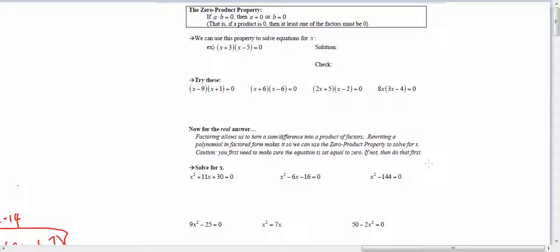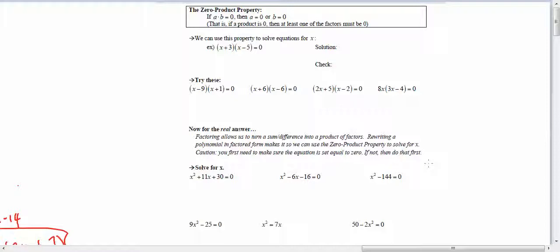So I want to show you the application of doing this. We got this standard form, and we brought it down to factored form. But why would we do something like that? Well, here's the advantage of doing it.